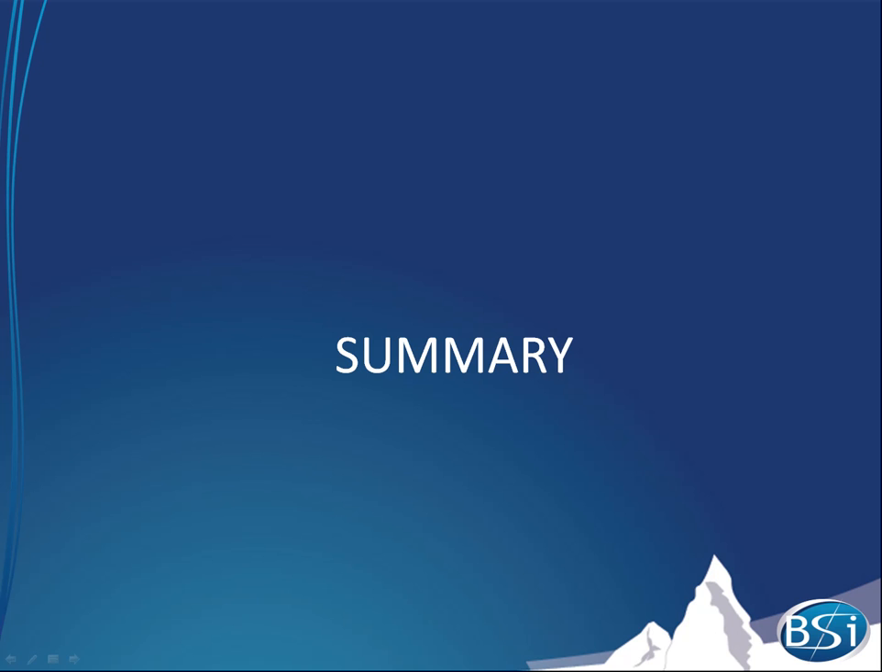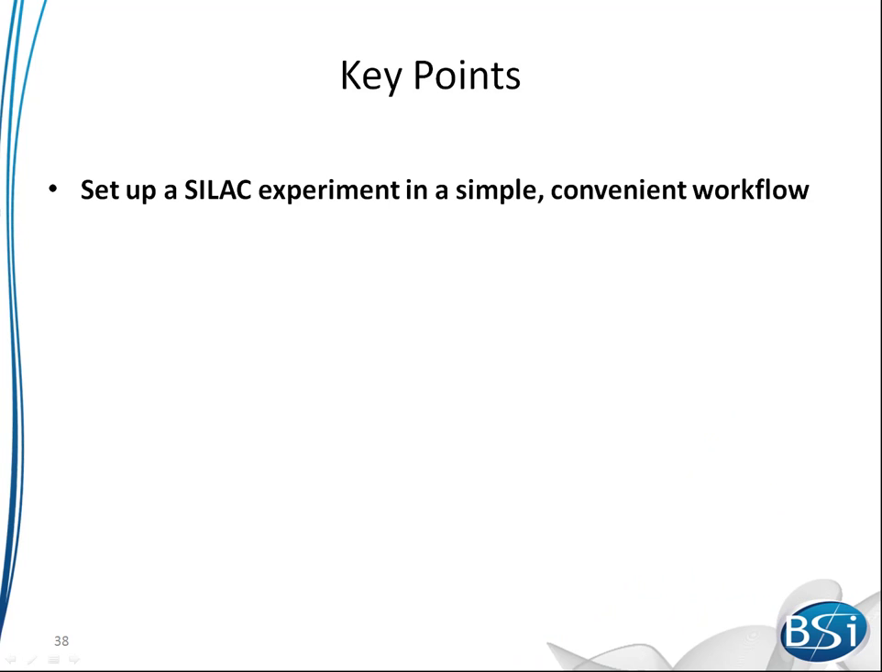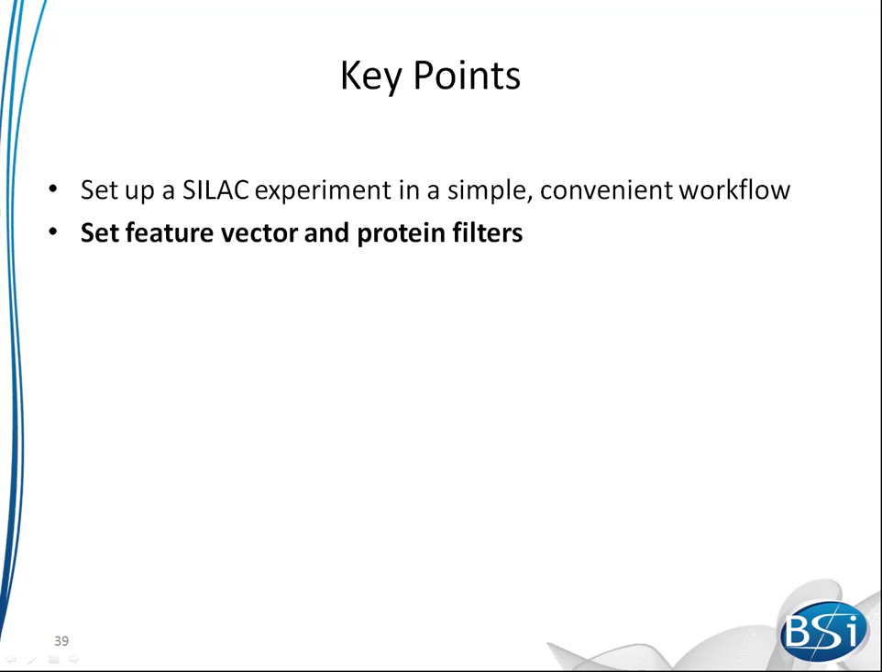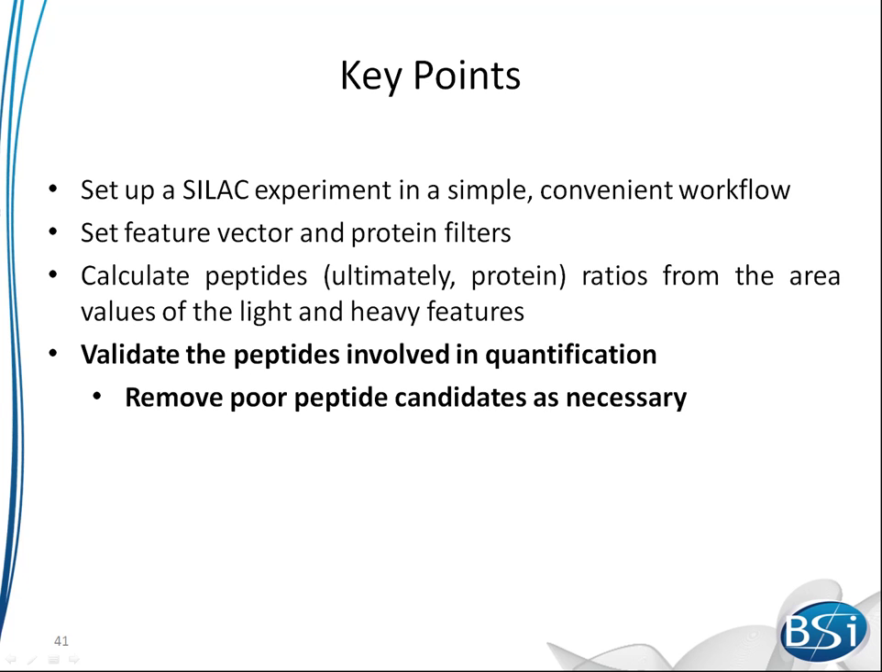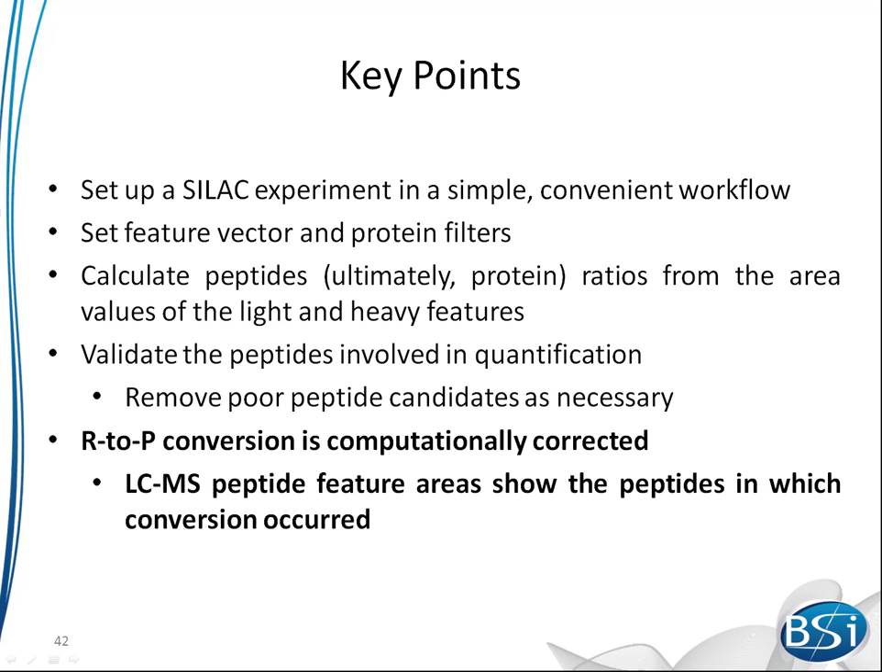Overall, PEAX-8 offers many improvements to the previous PEAX 7.5. This includes a unified quantification workflow, multiple options for filtering your results, ratio calculations based on the areas of the labeled feature vectors, a better display that includes options for more control of what peptides you want to examine and include in the ratio calculations, and an accurate arginine to proline conversion correction.